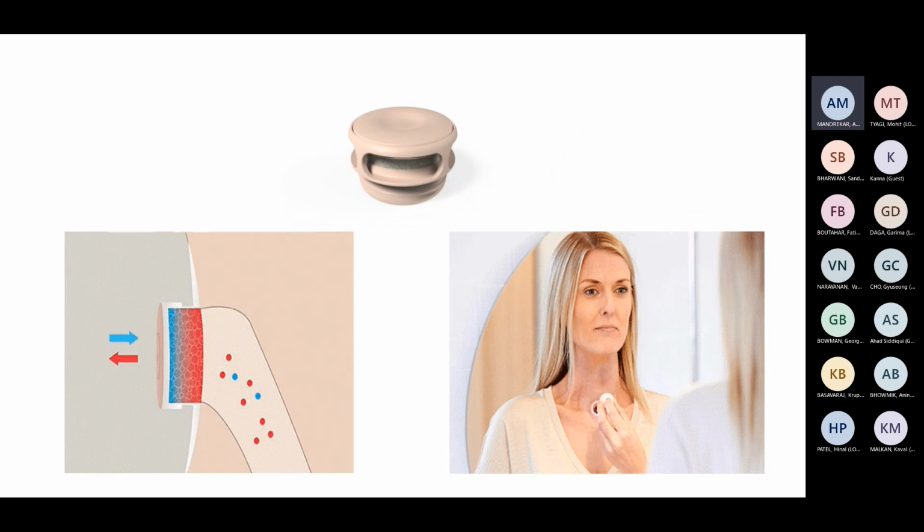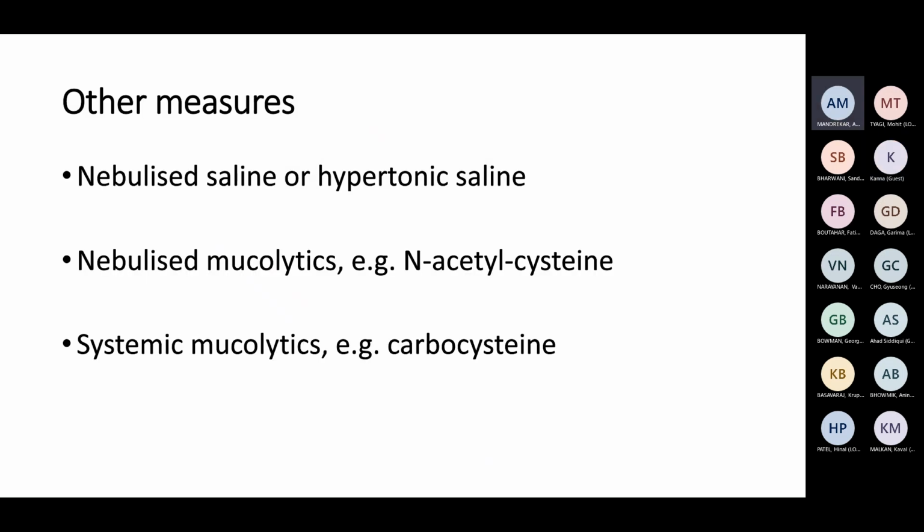This is the same method. It contains a foam inside. It's like a button, and the patient can put it on the laryngectomy stoma, and it will function as a filter and also a humidifier of the air. Other measures to help patients with humidification include nebulized saline or mucolytics, either nebulized or systemic, like carbocysteine, which we commonly use in ICU.